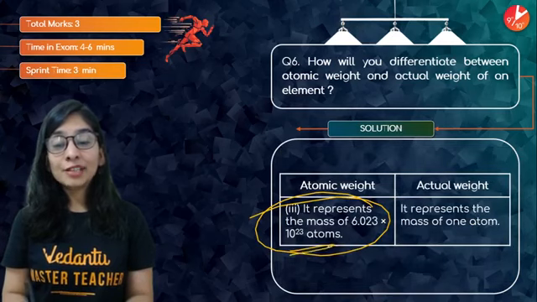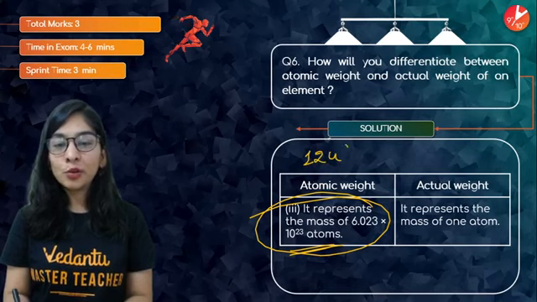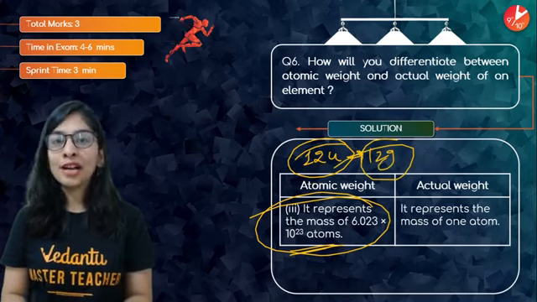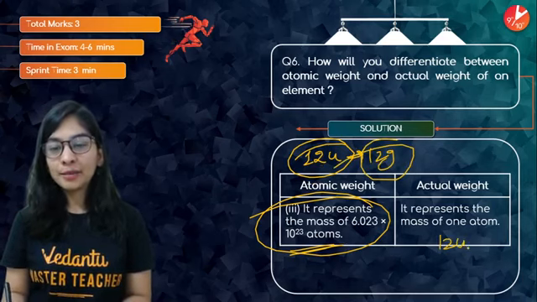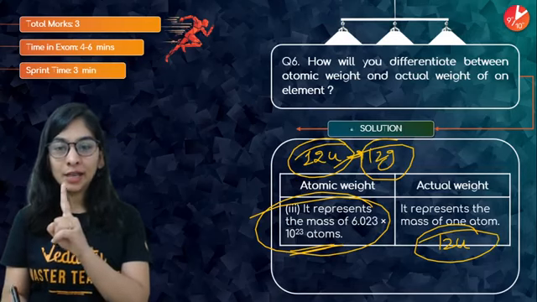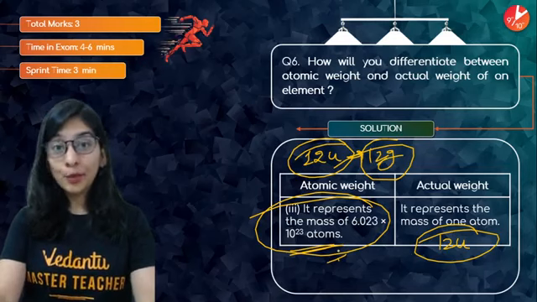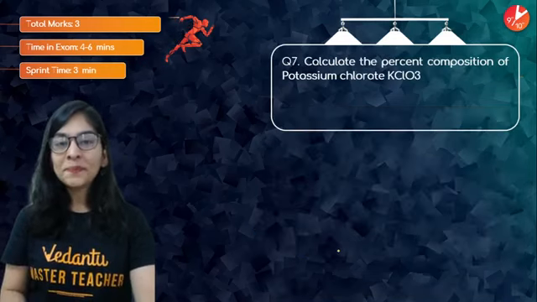Atomic weight represents the mass of Avogadro number of atoms. Suppose I'm writing the weight of carbon is 12U. That means that's the weight of my Avogadro number of carbon atoms. But when I talk about actual weight, that's just the weight of one atom. If you write it in gram, that's the weight of Avogadro number of atoms. This is important. This is something that you should know for sure. Okay?